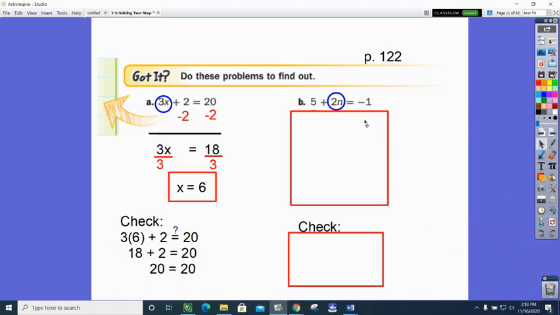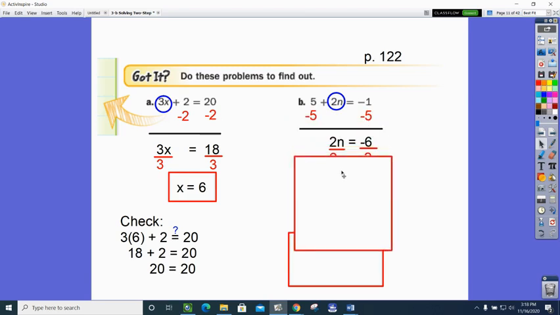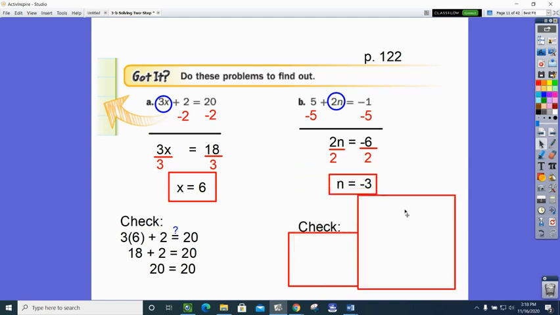Okay, this one at least has a negative in it. See if you can do this one. First step, the opposite of adding 5 is to subtract 5. The second step would be to divide by 2. Showing it on both sides, your answer should be -3. Is that the right answer?